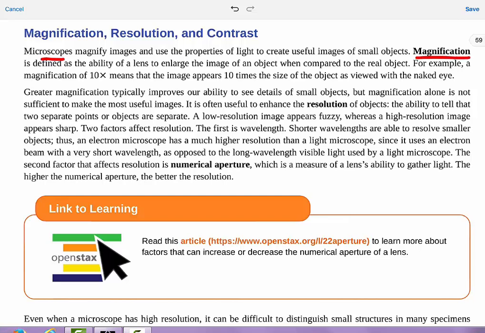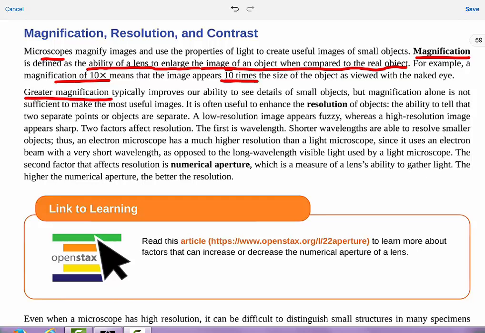Magnification is defined as the ability of a lens to enlarge the image of an object when compared to the real object. So, as you can imagine, magnification is the ability of that lens to make something look bigger than it actually is. For example, a magnification of 10x means that the image appears 10 times the size of the object as viewed with the naked eye. So it makes it look 10 times bigger.